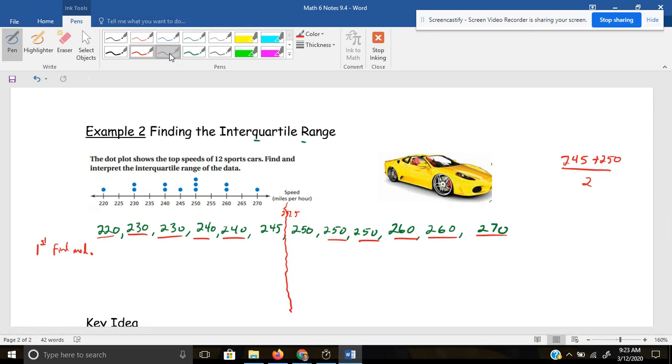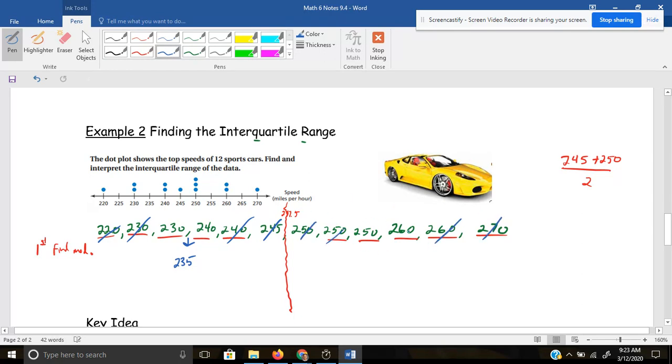Then I need to find the median of my lower half. So cancel there, cancel there. And then what's in the middle of 230 and 240? That would be 235. Cancel, cancel, cancel, cancel. What's between 250 and 260? That would be 255.